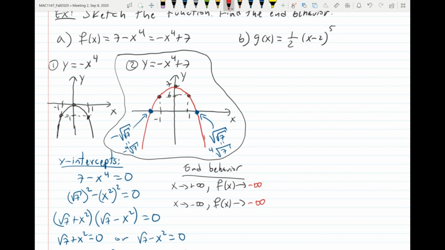Okay, so let us take a look at B. Can anybody tell me what transformations we are doing? So the basic function is x to the 5, right? Because we have degree 5, the fifth power. Now, how many transformations are we doing and what are they? Let's see, who can tell me how many transformations we are doing to the function g? We are in part B now.